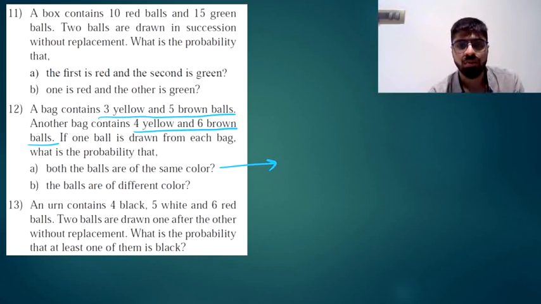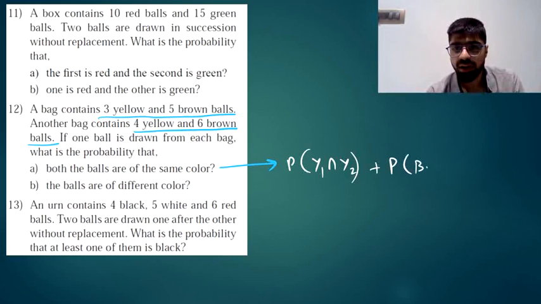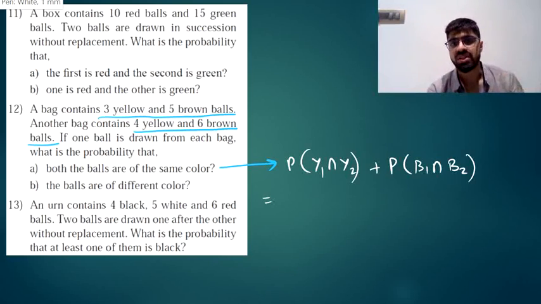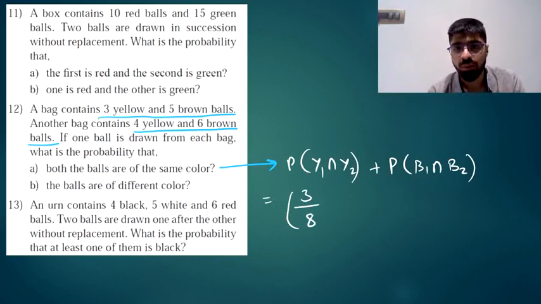It's very clear that either both balls are going to be yellow, let's call it Y1 and Y2, that is yellow from first and yellow from second, plus P of B1 intersection B2, that is brown from first and brown from the second. The selection of balls is going to be independent because whatever is the outcome from the first bag, that does not affect the outcome from the second bag. And because they are independent events, we will write those two intersections as multiplications. So this is P of Y1 into P of Y2. P of Y1, that is probability of getting a yellow ball from the first bag, that will be 3 yellow balls in the bag divided by 8 balls in total.